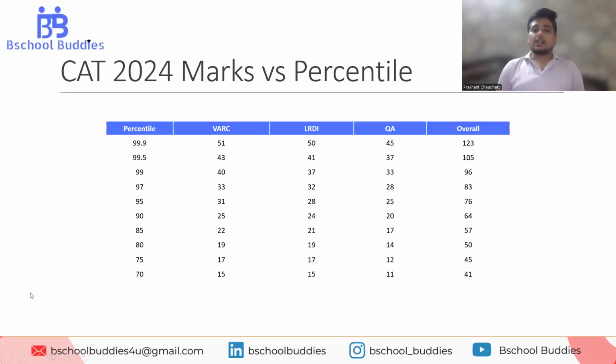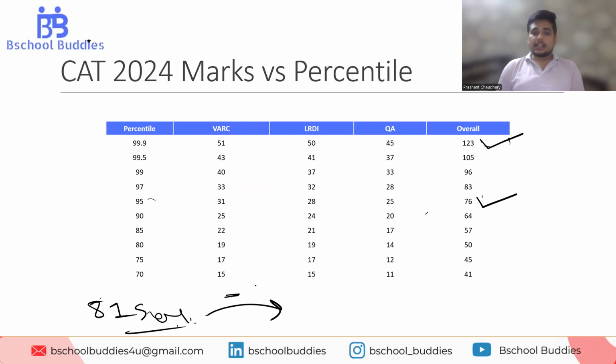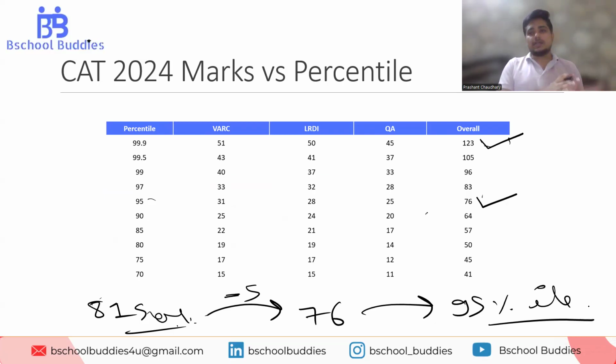Whatever your normalized marks or score is, this is the percentile curve according to that. So in case you're getting 123 overall, that means you will get 99.9 percentile. In case you are getting 76 overall, that means 95. If, let's say, in slot 1 you are getting an 81 score, you should not look at the percentile corresponding to 81, but rather go through normalization, that is -5. That means your score will be 76, and that is how you will get 95 percentile. Now, these are approximate percentiles. You must have checked your approximate percentile in different score predictors as well, but this is what our prediction looks like. And similarly, you can check in VARC, LRDI, and QA as well.